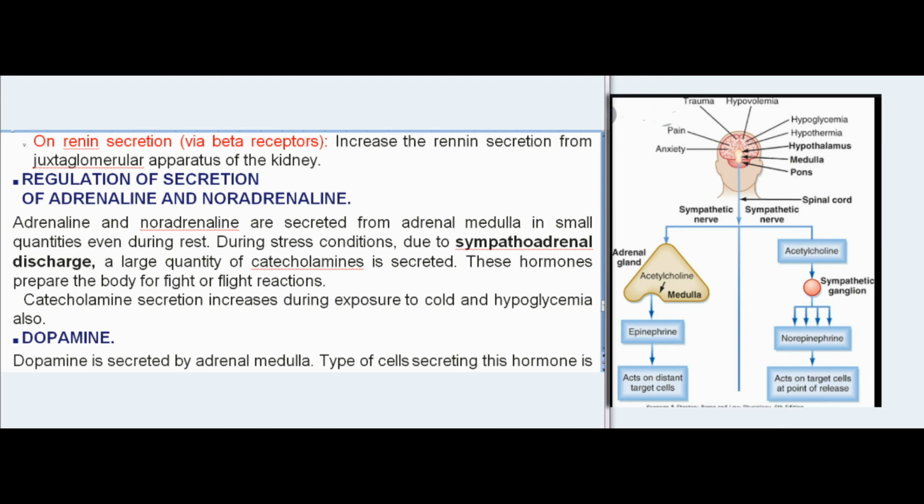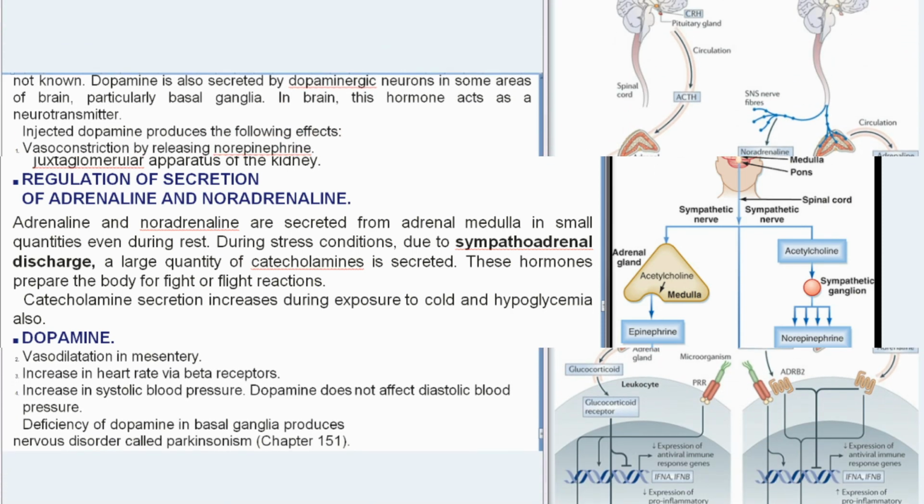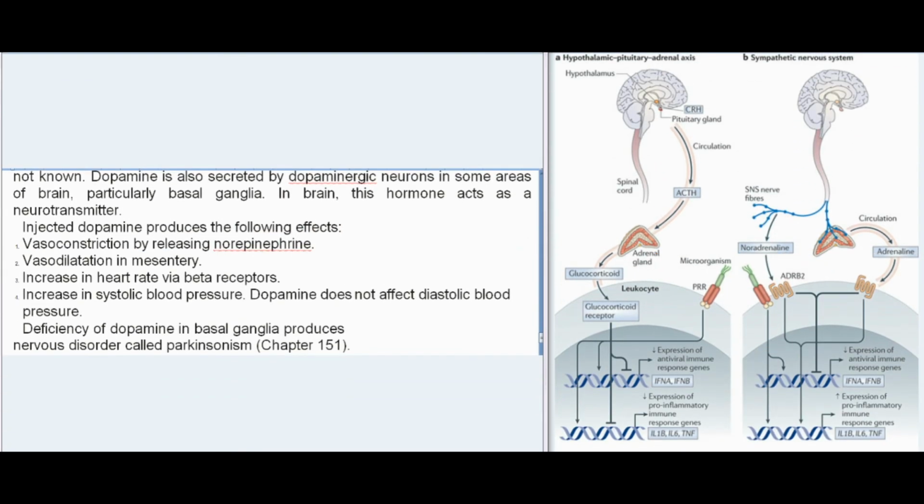Dopamine. Dopamine is secreted by adrenal medulla. Type of cells secreting this hormone is not known. Dopamine is also secreted by dopaminergic neurons in some areas of brain, particularly basal ganglia. In brain, this hormone acts as a neurotransmitter.